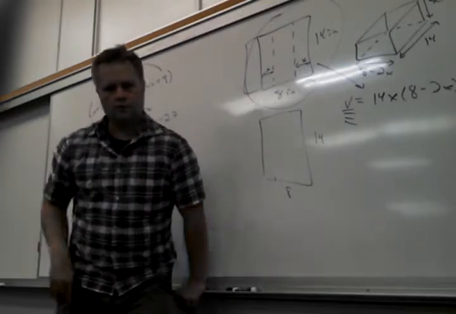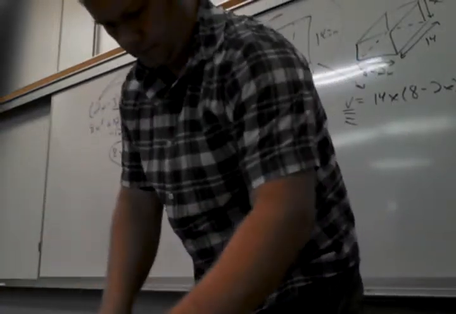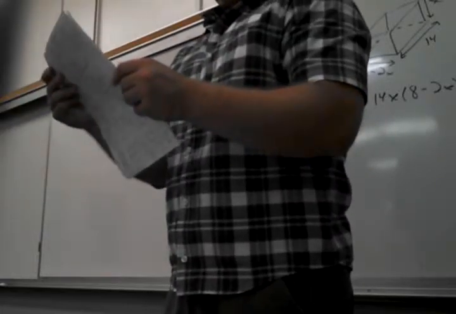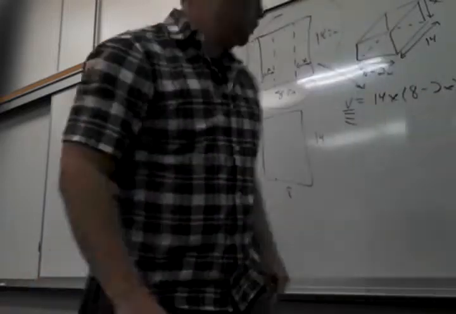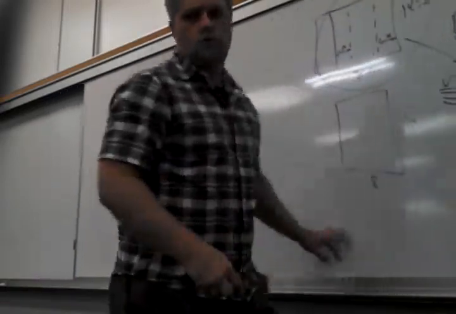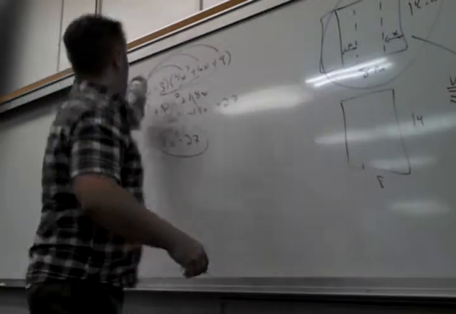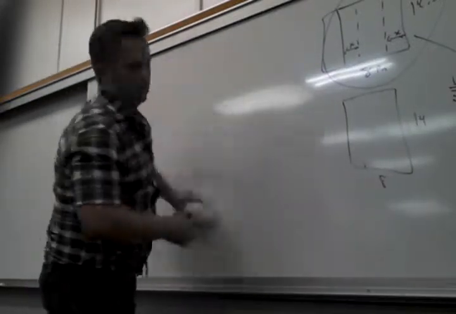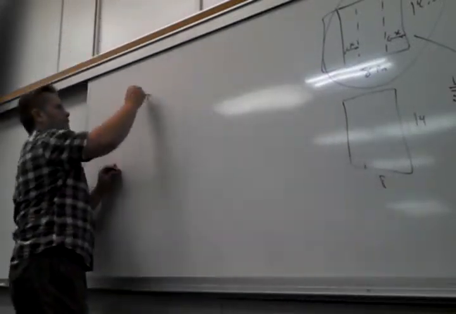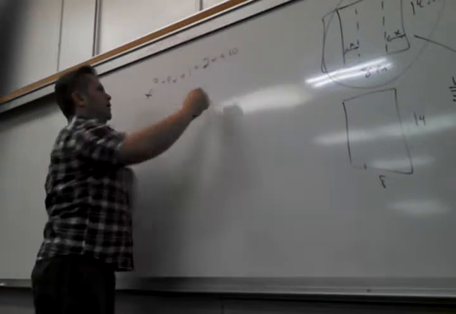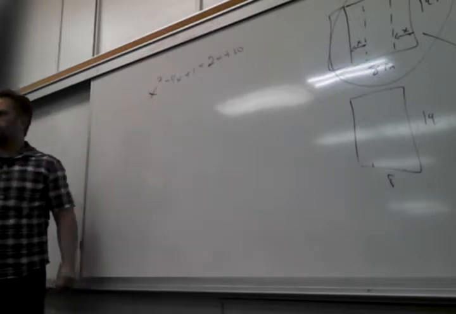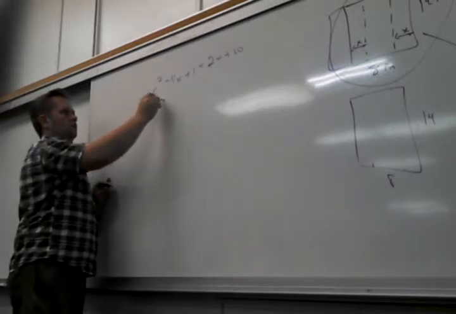Yeah? 3B. Oh yeah, so that was changed. What is that now? X squared minus 4x plus 1 equals 2x plus 10. I like it. So the first step, of course, is get everything equal to 0.